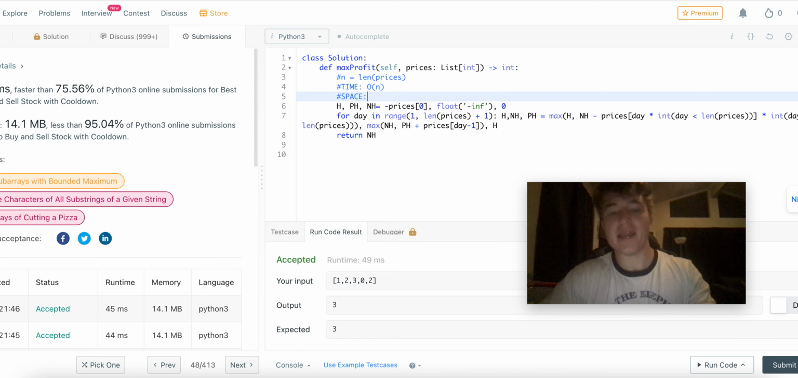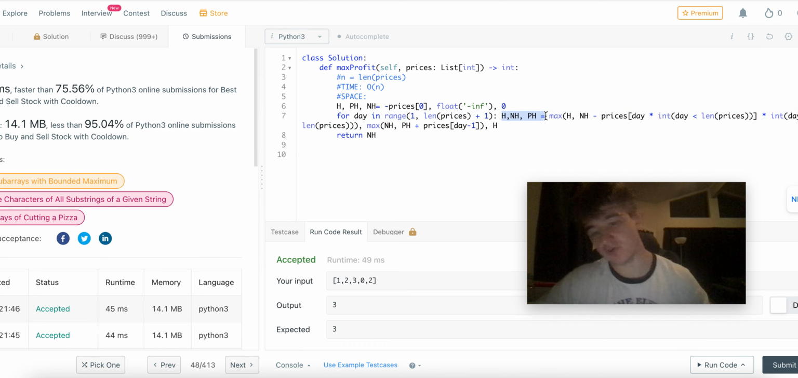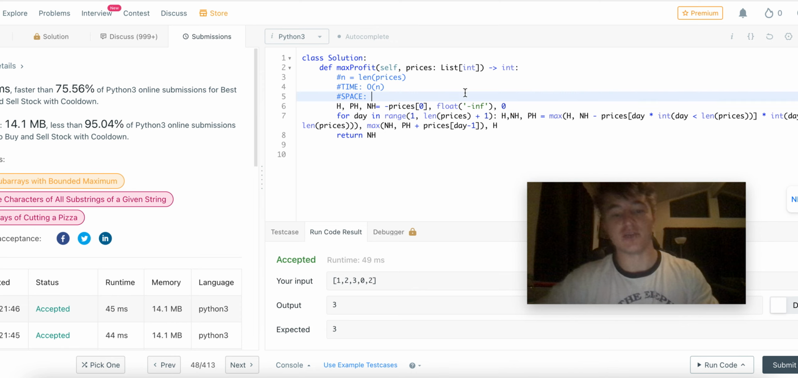Okay. For space, well, we create these three variables, and regardless of the number of days that we have, we just continue to update these three variables. So if there was 1,000,000 days worth of prices or 2 days worth of prices, we'd always only have these three variables. So that's why it's O of 1.